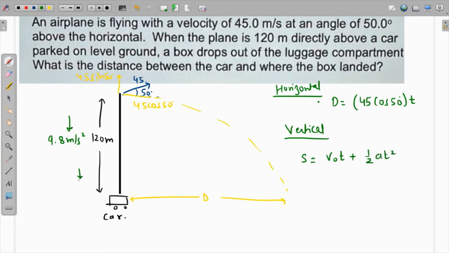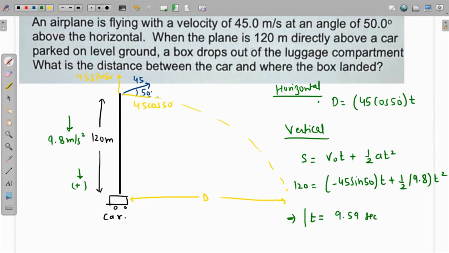So let's say I'm taking the downward direction as positive, so the displacement is 120. Initial speed will be negative 45, so this is minus 45 sine of 50 times t plus half acceleration, 9.8, t square. So that's a quadratic equation, right? And we have to solve for the value of t from here. So definitely we can use a calculator. The value of t which we are getting is 9.59 seconds up to 2 decimal places.